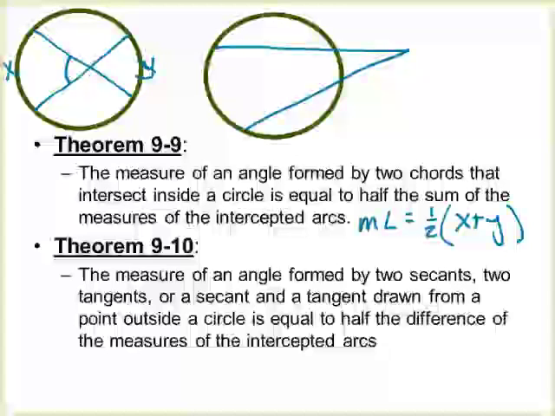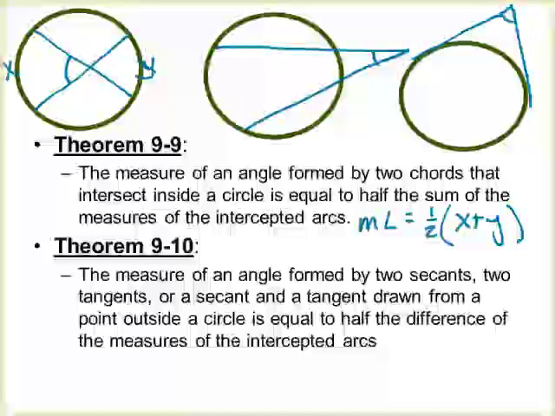So the measure of an angle formed by two secants is going to occur outside of the circle. Or it says two tangents. What are tangents? A line that hits one point of a circle. So that would happen outside of the circle as well. Or we can mix and match and have one of each, a secant and a tangent. And I won't draw another picture of that. But in any of these cases, we're getting an angle formed outside of our circle. It says the measure of that angle is equal to half the difference of the measures of the intercepted arcs.